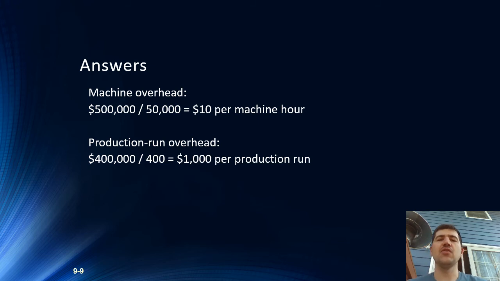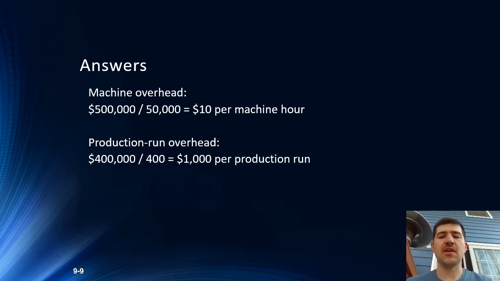For production runs, you know it's going to cost you $400,000 over the course of the year. Divided by 400 runs, every run is going to cost you $1,000. So if you have a run that you run for 10 hours, it's going to cost you $1,100: $1,000 for the run, and $10 per hour times 10 is $100. Therefore, you know that costs you $1,100, which is great for figuring out how much your costs are. And then you can apply that cost directly.